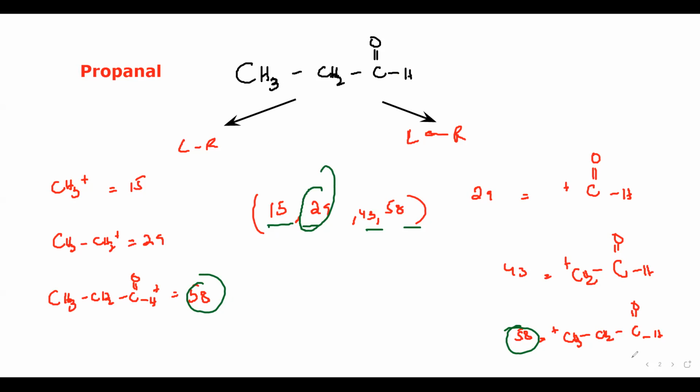So how can we identify? We can work out the number of the fragments it breaks down into. And as you can see in this example, this will remain the same. So the 29 is always present in propanal, but it will not be there in propanone. Is it clear, this part?